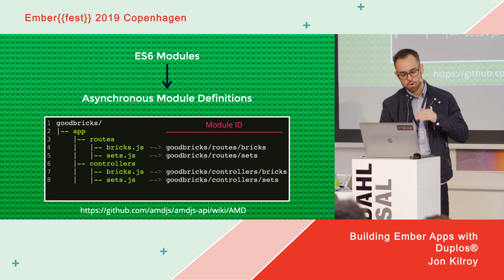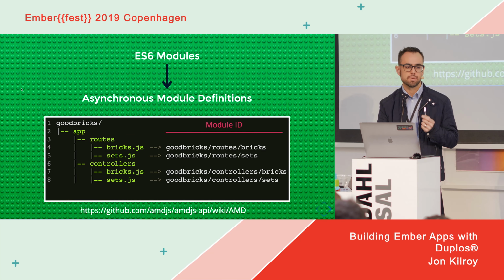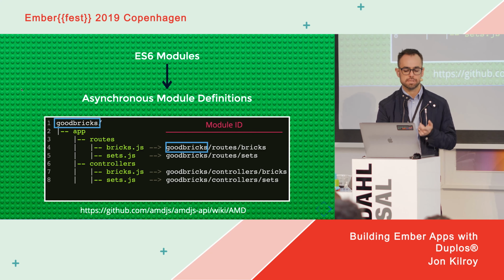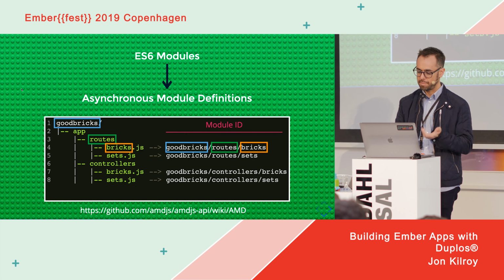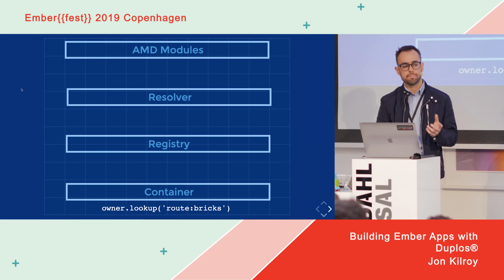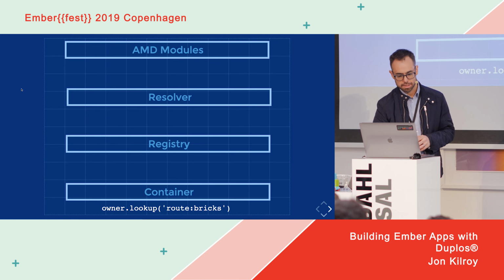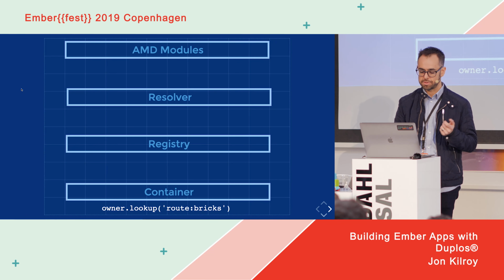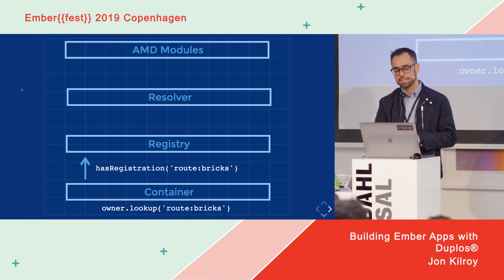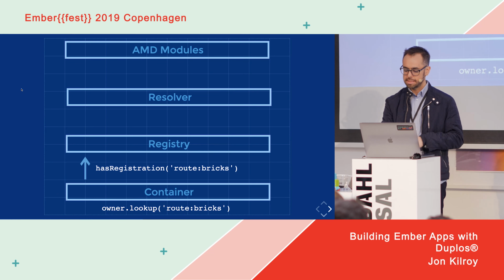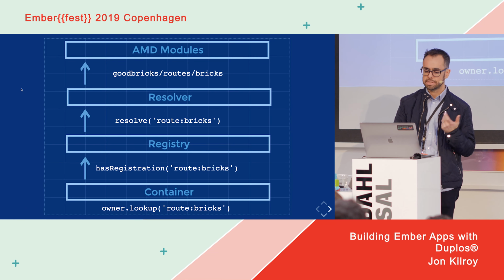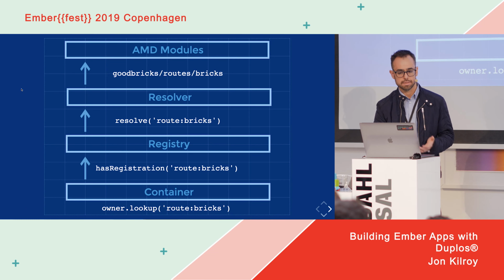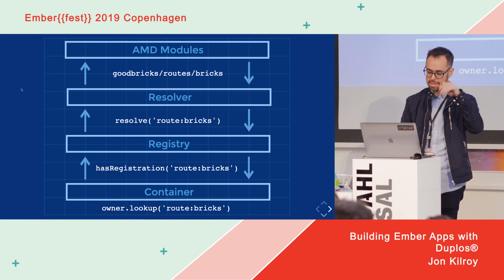And so what it does is it takes our whole app tree and it gives each module an ID. And that ID typically looks like this. You have your prefix, which is the name of your app, followed by the module type. Here we have a route, followed by the name. And so when Ember goes to pull one of these modules, it'll go to the container and say, hey, I want this route. It's called bricks. It'll ask the registry, hey, do you have a registration for that? And if it doesn't, it says, hey, resolver, please resolve this for me. And it'll take that request and it'll translate that into a module ID, in which it'll go to the module registry and bring it back down and instantiate it.